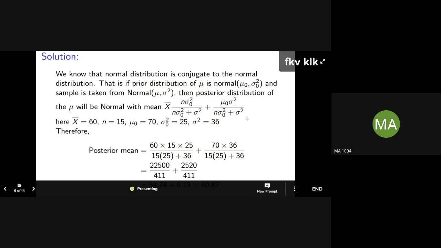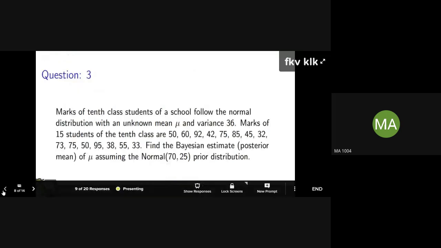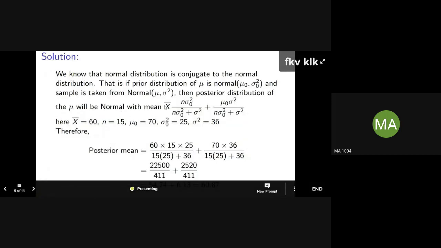So x bar you can find using the sample that you have, the sample of 15 students that is given to you. So you find x bar, and you know that n is 15. And what is sigma naught squared?